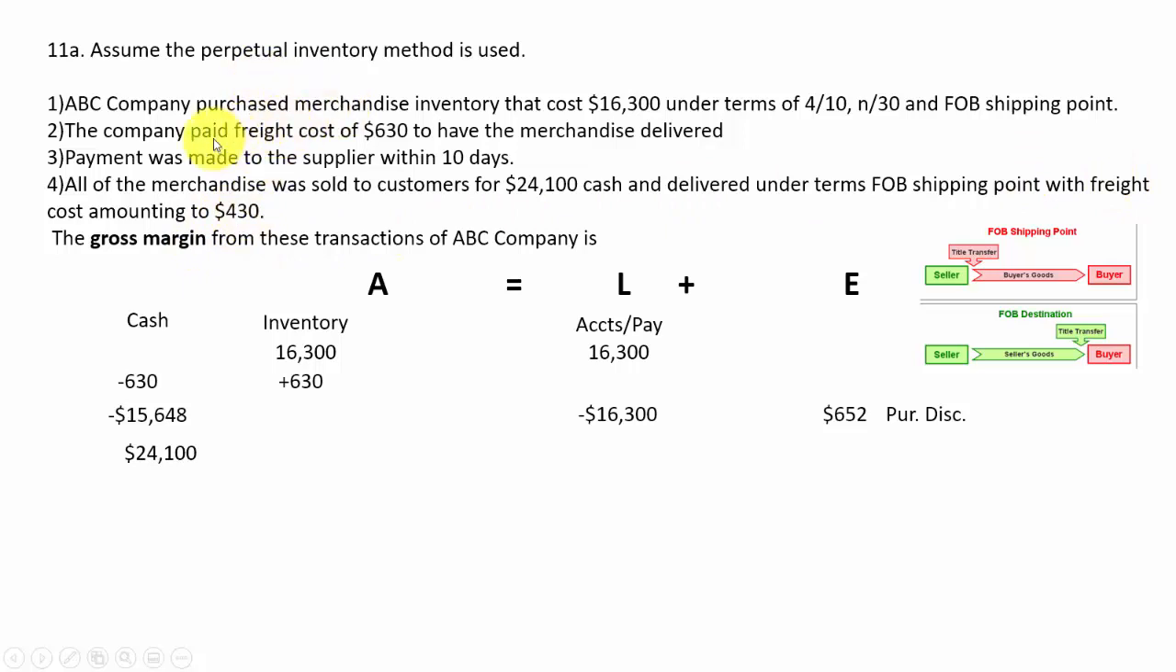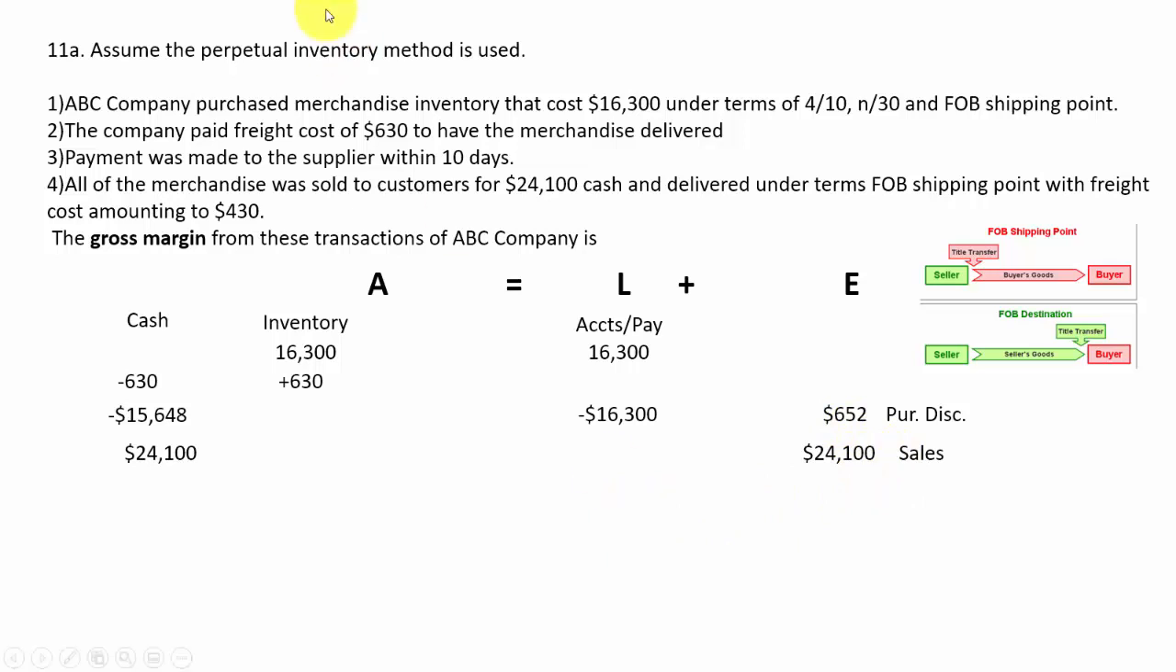This freight up here was freight in, that is freight to get the merchandise to your door. Now when you sell it to a customer, that's freight out, and you handle that transaction a little bit differently. So taking the 24.1, under equity we show sales of 24.1, and that's the retail side of the transaction.